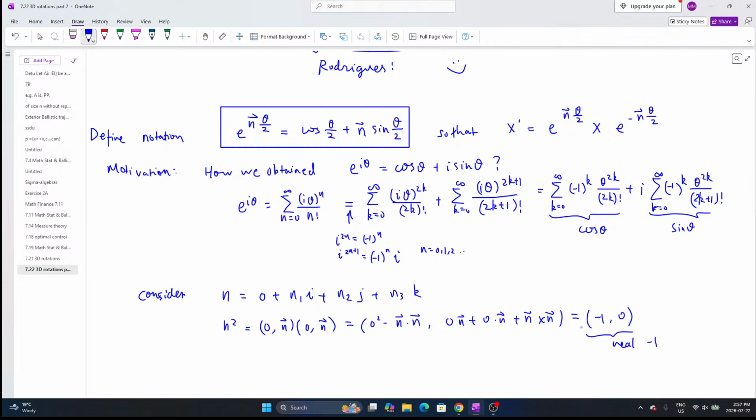A real number minus 1 is just identified as a real minus 1 because the imaginary part is just minus 1. So this tells us n squared is minus 1, therefore it plays the same role. You can use the same argument. Now consider n as a unit quaternion. Its square is just minus 1. So the same derivation for Euler's formula works. So that's why n just works like i.